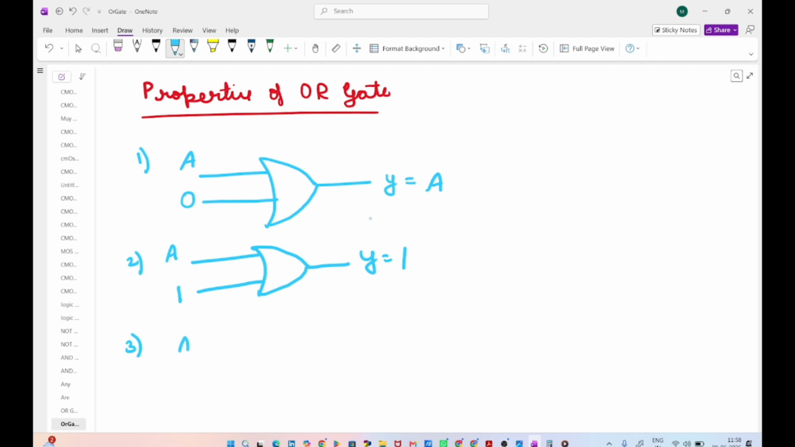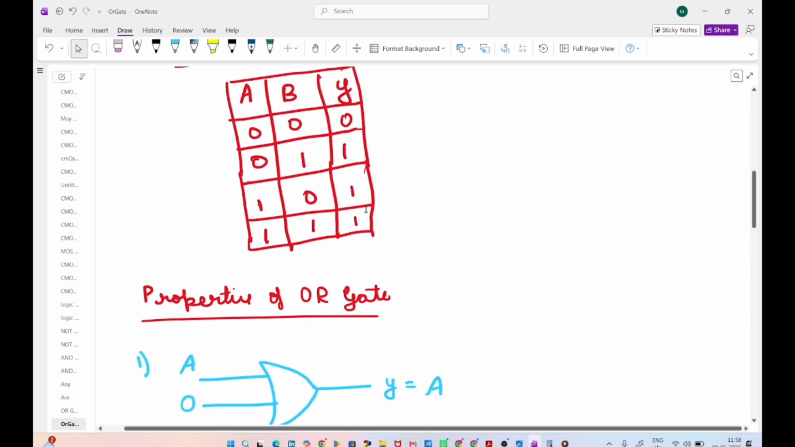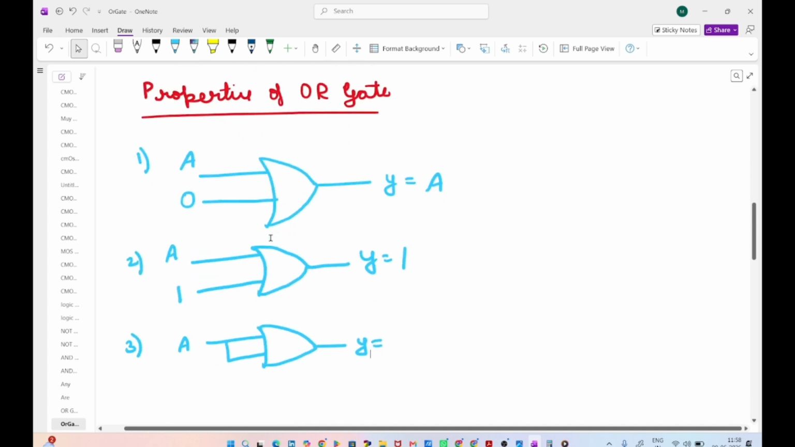Here it would be A. Here we are shorting the input. For both the terminals, the input is A, Y is equal to what we need to find out, right? You can see that when both the inputs are 0, 0, the output is 0. When both the inputs are 1 and 1, the output is 1. Right?